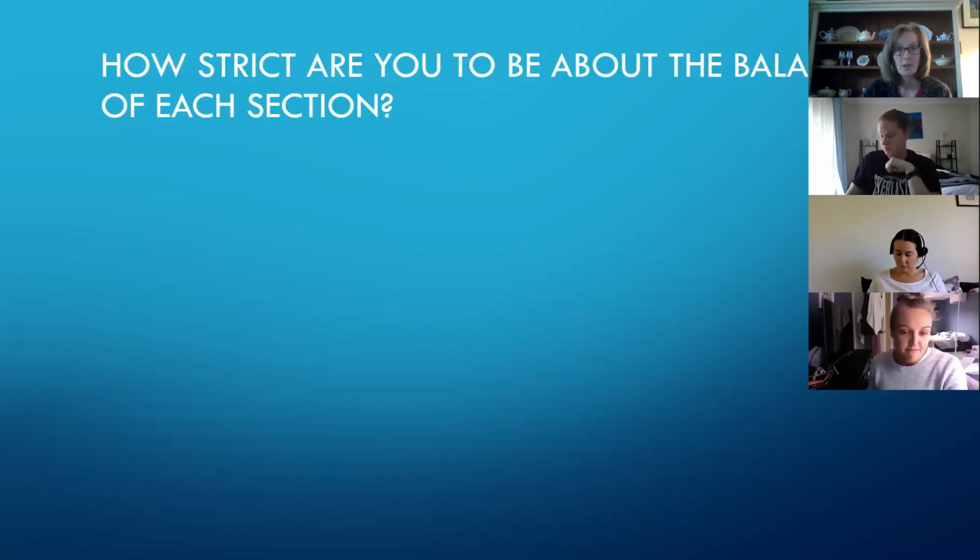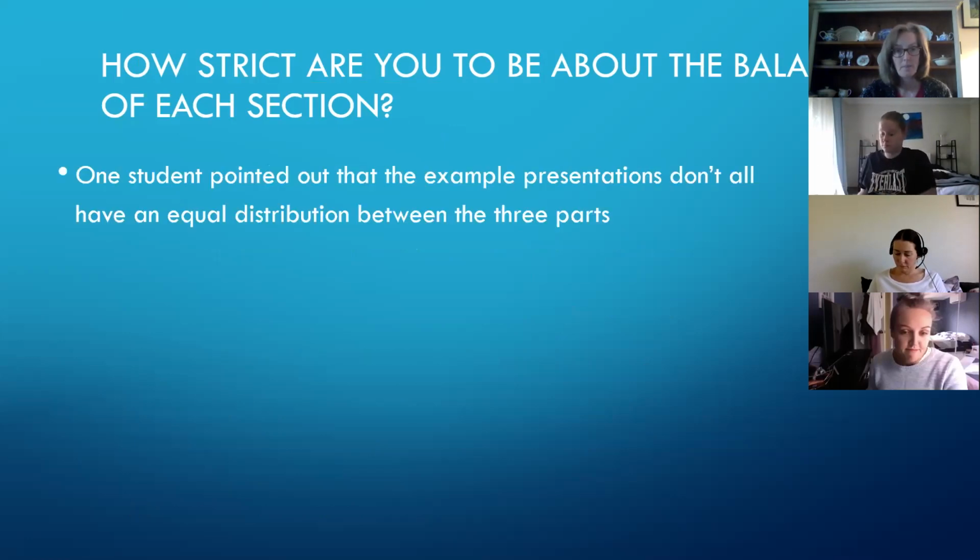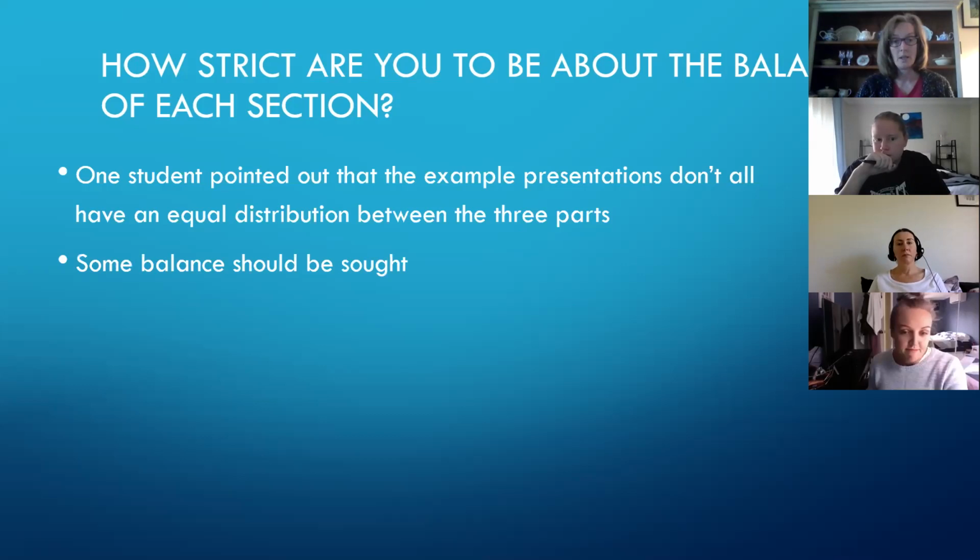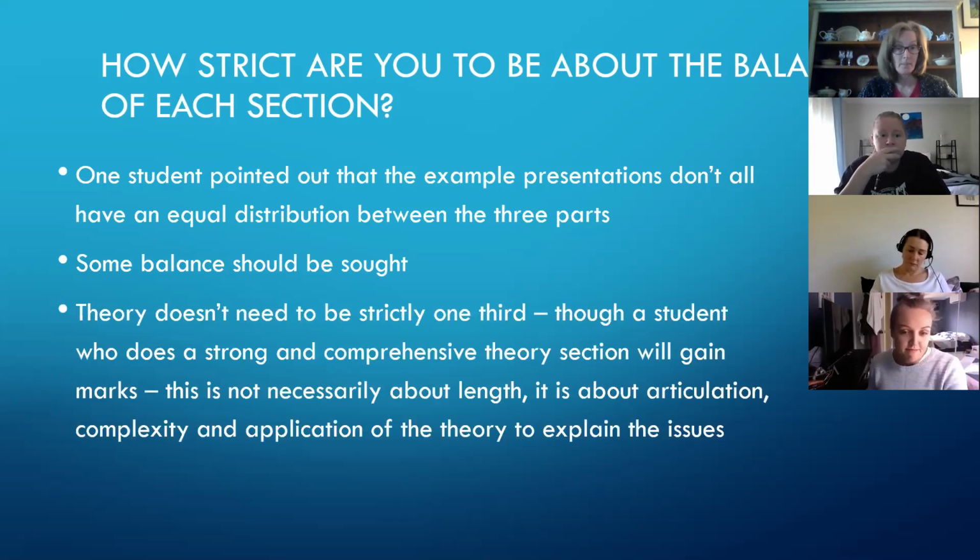Now, how strict are you to be about the balance of each section? Now, example presentations, which I'm about to show you, don't have an equal distribution of the three parts, but how well distributed should it be? Well, some balance should be sought, but I would recommend not having as much theory as you have with the other two sections, that it wouldn't necessarily be required.